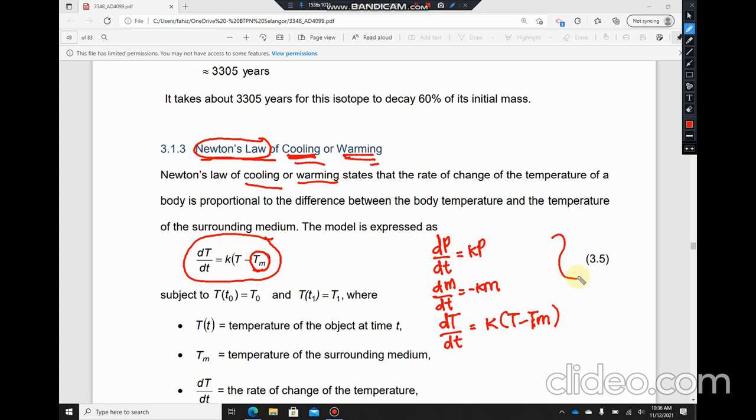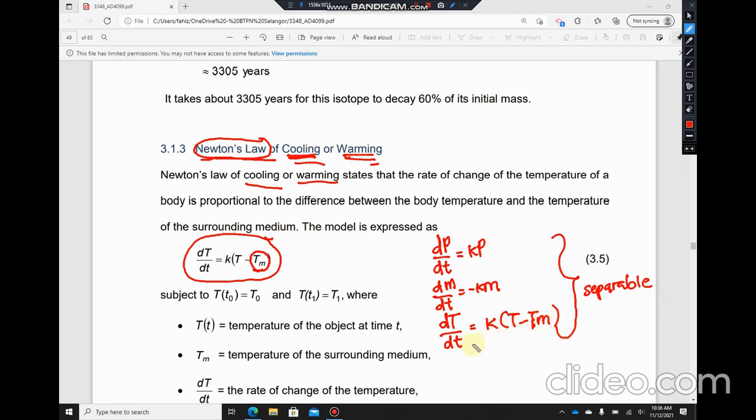Okay, and then all these three problems use separable. Sebab tu tajuk dia yang tiga problem ni dia adalah bawah separable differential equation. Okay, population growth, radioactive decay, and then another one is temperature or Newton's law of cooling and warming.